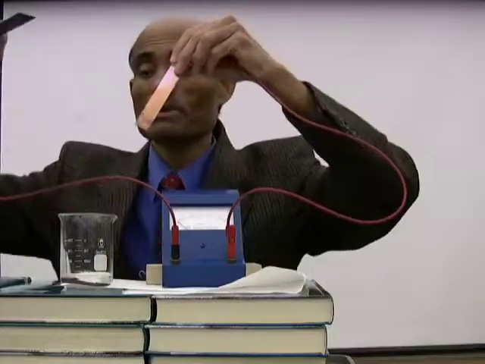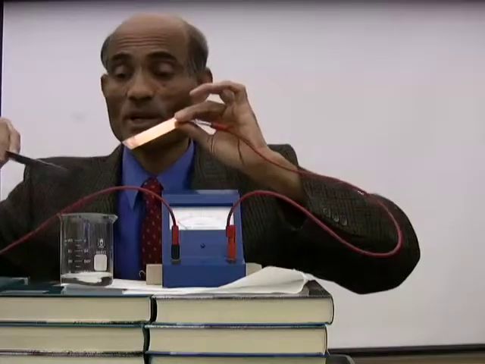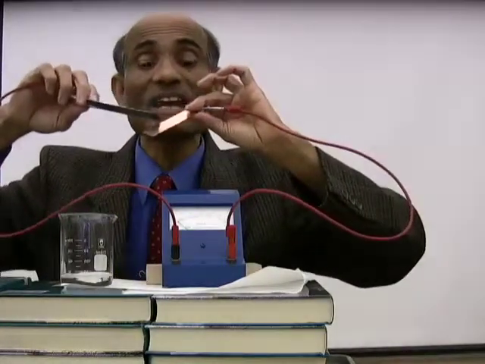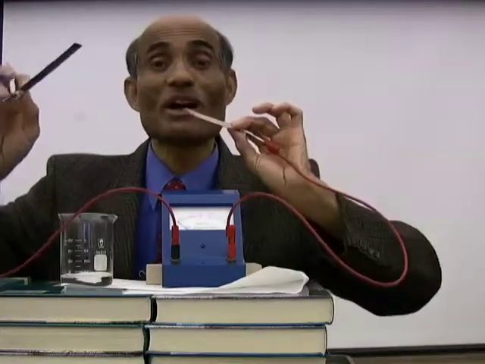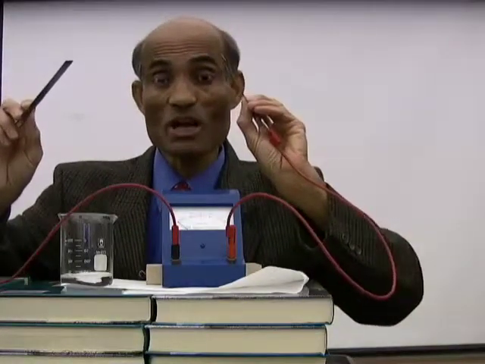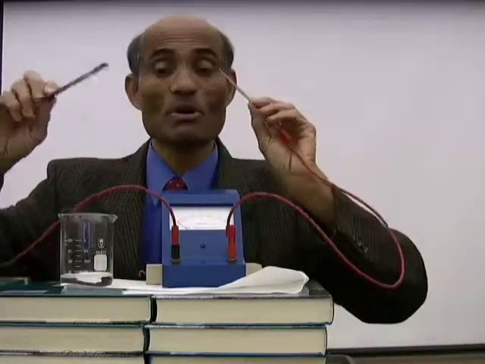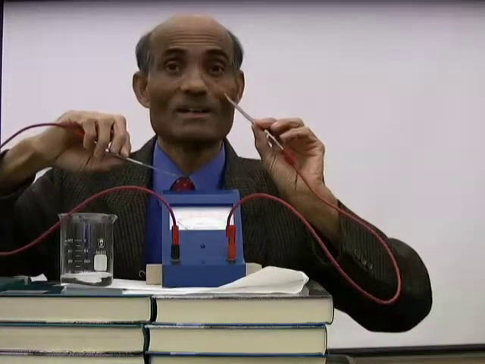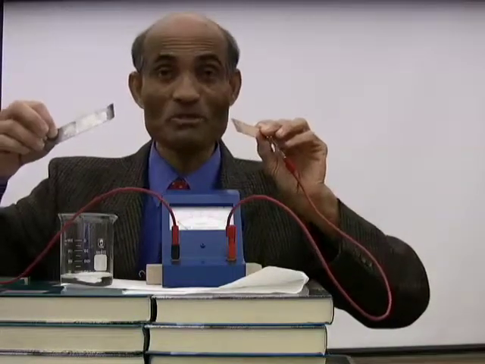Now when I dip this in dilute sulfuric acid, what will happen? The chemical action between the acid and the electrodes will give a net positive charge to copper and a net negative charge to zinc. That means you will have a positively charged copper electrode and a negatively charged zinc electrode, and this meter is called a voltmeter. What is a volt? A volt is the unit of potential difference.